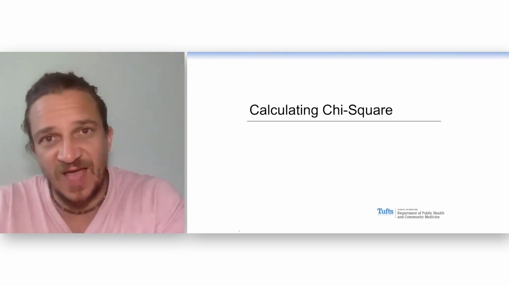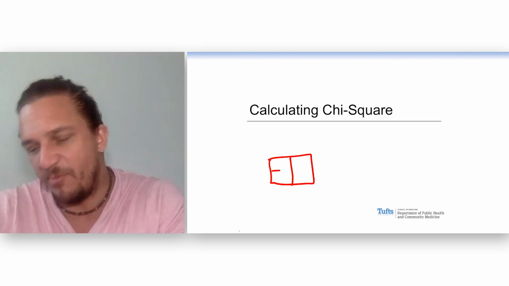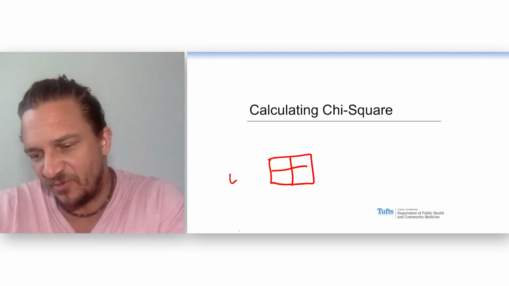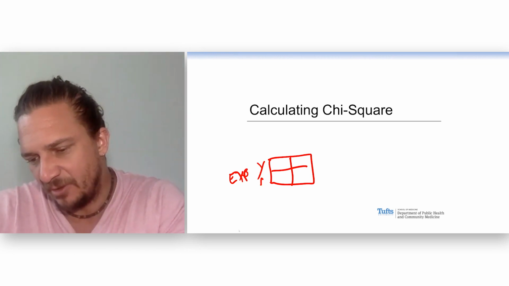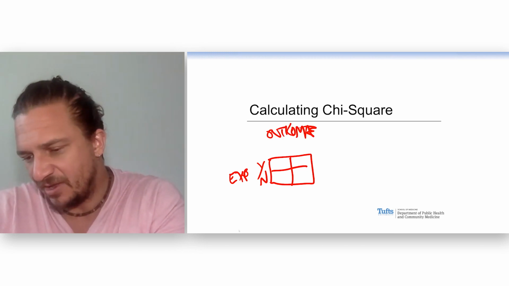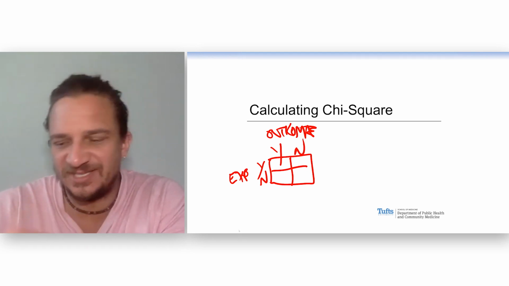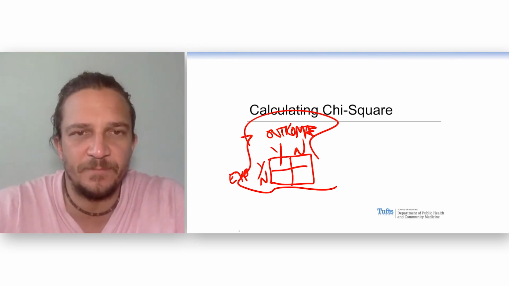The chi-square test allows us to see if there's an association between two categorical or binary variables. We put the data into a table. We might have some sort of exposure: do you smoke, yes or no? And then we might have some sort of outcome: did you die, yes or no? What we're going to do is calculate a statistic that summarizes the data in this table.